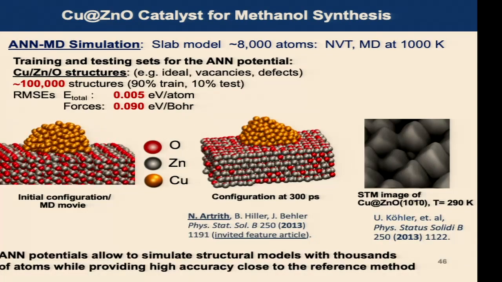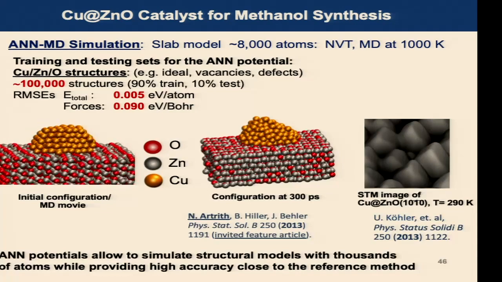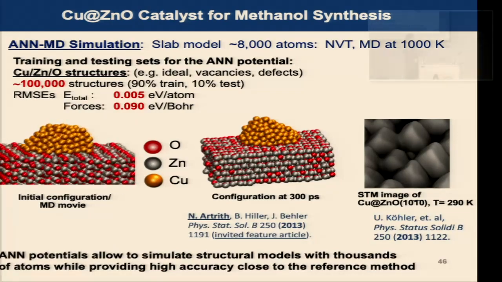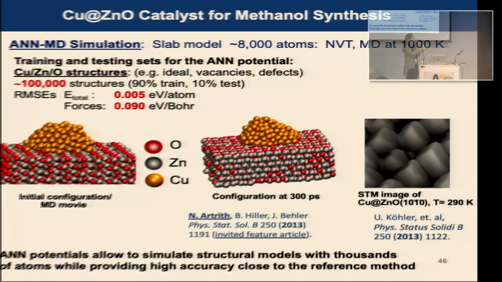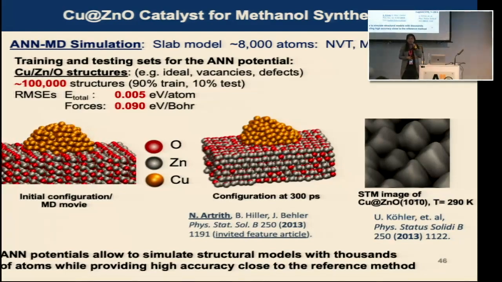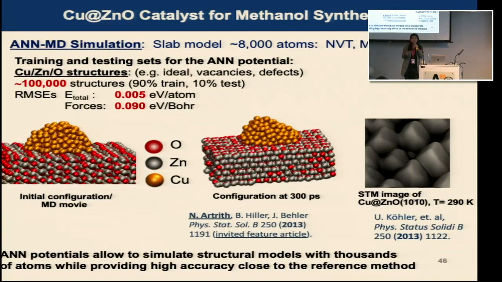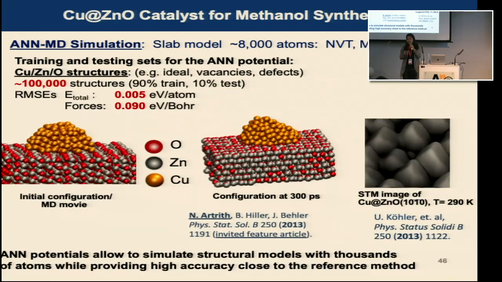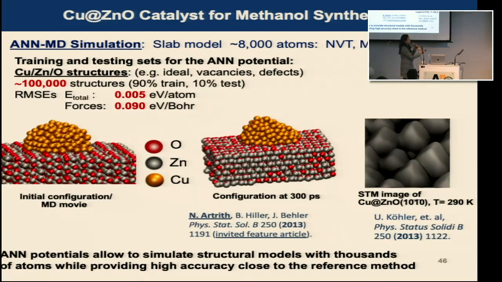You can see that after around 300 picoseconds, the structure of the copper, which I made like a perfect half of the cluster, compares well with the experimental images from our colleagues in Bochum, who use copper with zinc oxide on top of the structure. It's quite similar. This just shows that a neural network potential can be used to really study very large system sizes.